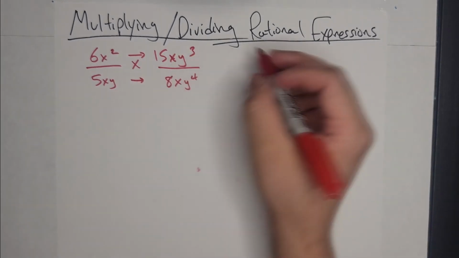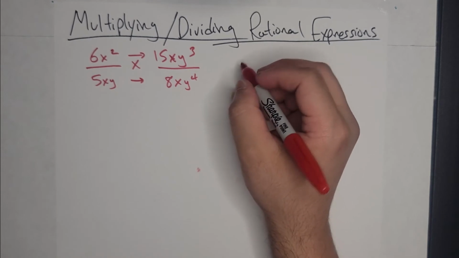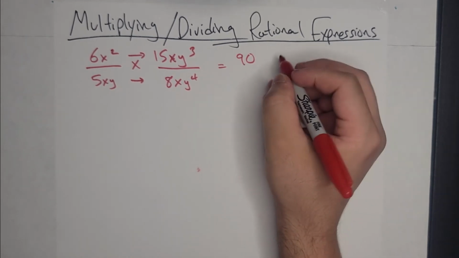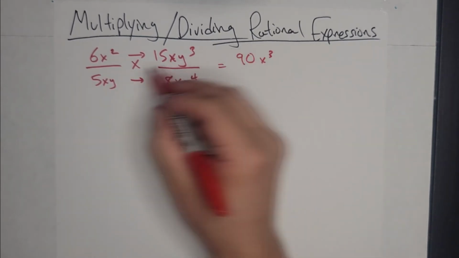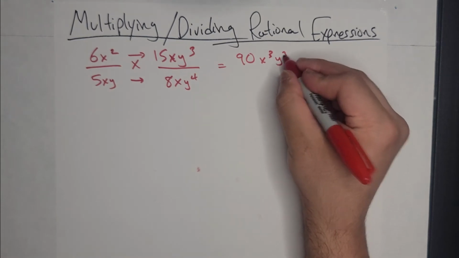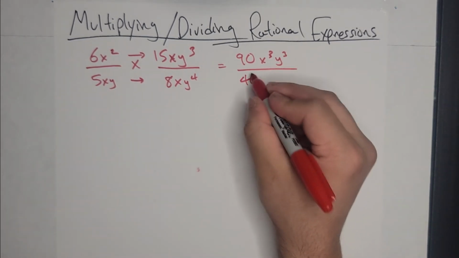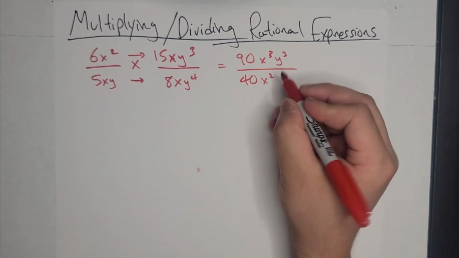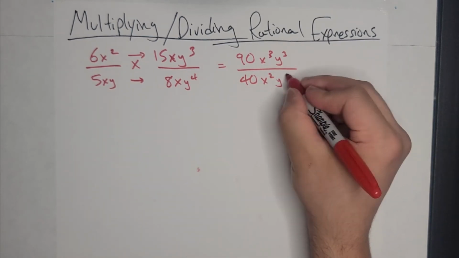And so 6 times 5 should give me 90. And then I can add the exponents, so x cubed, and then I have a y cubed. Same with here. 5 times 8 is 40. x to the 1 and x to the 1 will give me x to the 2. y to the 1 and y to the 4 will give me y to the 5.